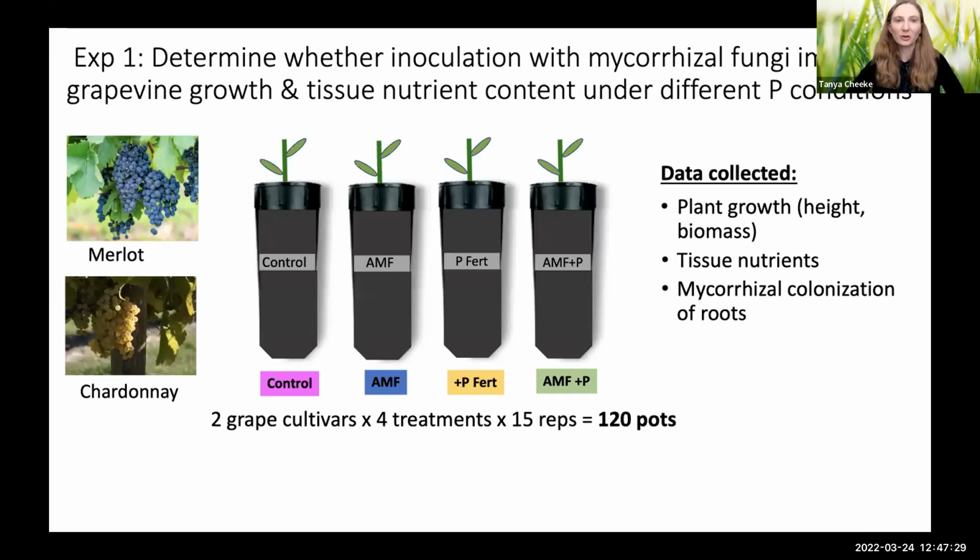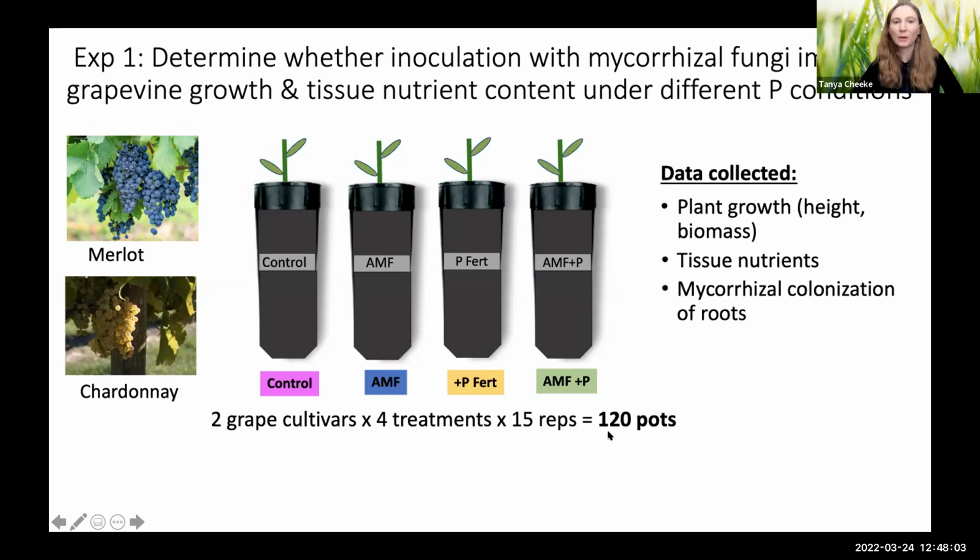We did a greenhouse experiment, and we had the two different cultivars, Merlot and Chardonnay, and we had 4 different treatments. And throughout the talk, the controls are going to be in pink. So these controls didn't have any mycorrhizal inocula or fertilizer added. The mycorrhizal fungal treatment is in blue, and this is only mycorrhizal fungi were added. The P fertilizer treatment is in yellow, only phosphorus fertilizer was added. And then we have a combination of mycorrhizal fungi and phosphorus fertilizer in green.